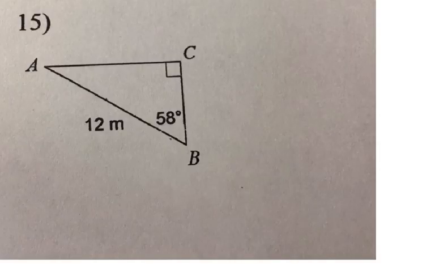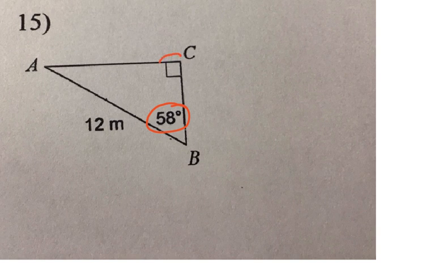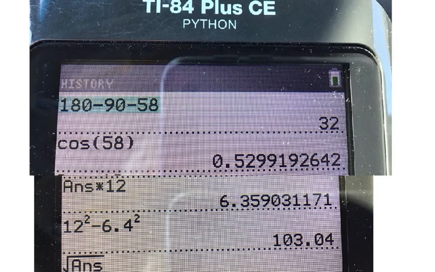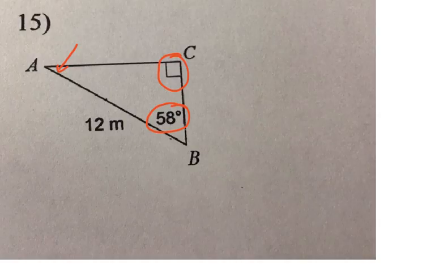So this is problem 15 from Friday's worksheet. And notice we know that we have this angle here. And of course, we already know the 90-degree angle. Well, we could find angle A right there, right? Because every triangle adds up to 180 degrees. So I go to my calculator, 180 minus 90 minus 58. I know the missing angle must be 32 degrees.